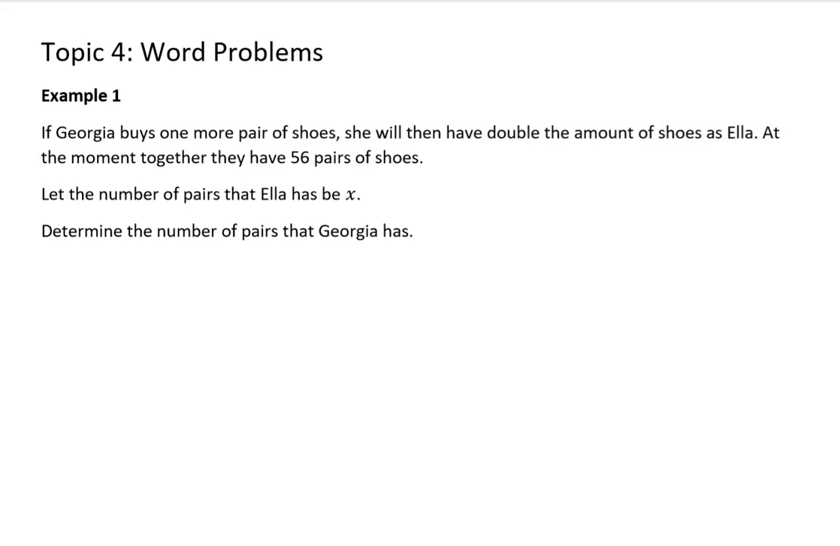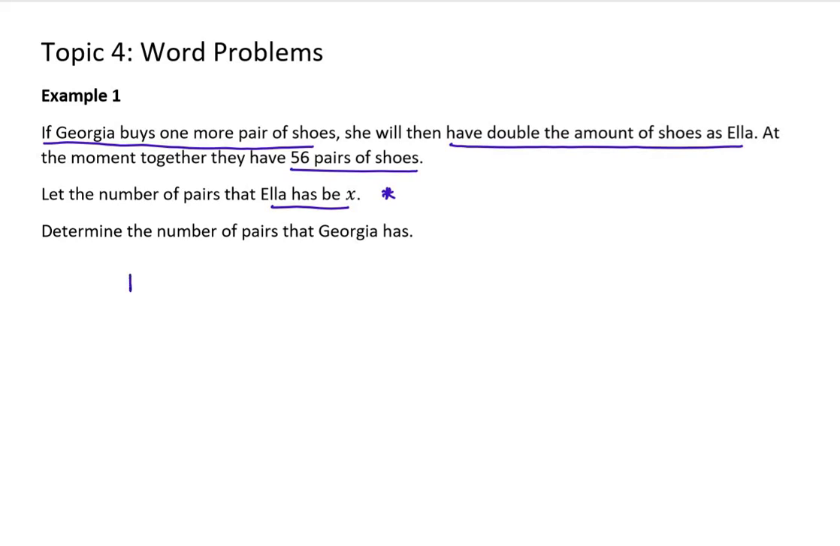So example number 1 says, if Georgia buys one more pair of shoes, she will then have double the amount of shoes as Ella. At the moment, they have 56 pairs of shoes. Let the number of pairs of shoes that Ella has be X. Now that's really important. Something has to be X. And if the questions are fairly complex like this one, then they generally are quite generous in a test or exam and tell you what to make equal to X. And this question now says determine the number of pairs that Georgia has.